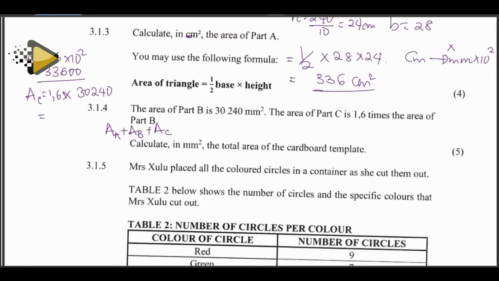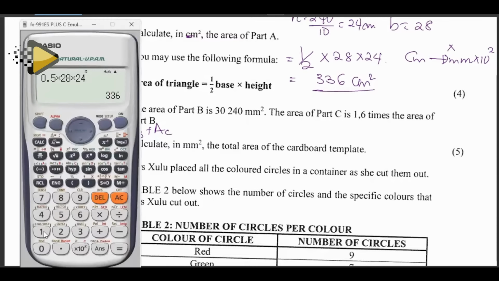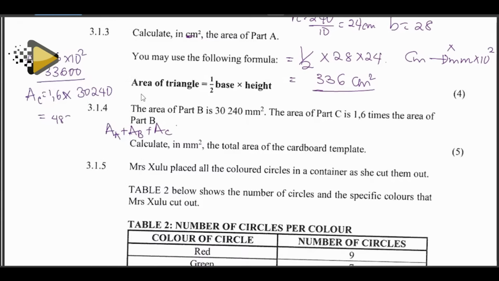Let's come down and we look at the area of C. 1.6 times 30,240 equals. So this is the area of C, 48,384. These have become millimeters squared. Also this one here, millimeters squared. Already B is given.